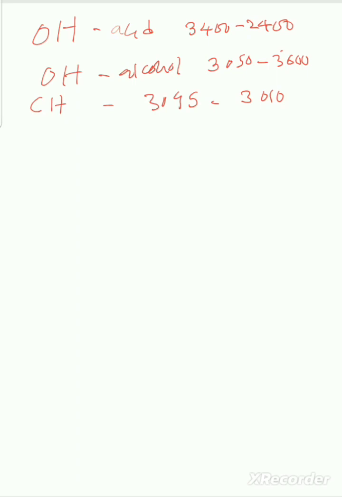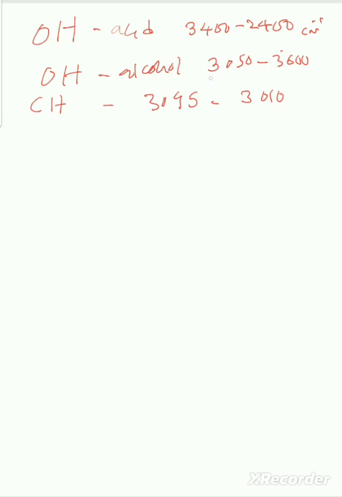OH can be found in an acid, and it can be found in alcohol. OH shows a broader peak, like this. So when you look at the OH of an acid, it vibrates at 3400 to 2400 per centimeter.